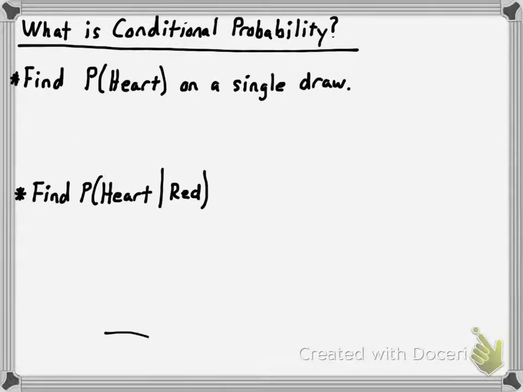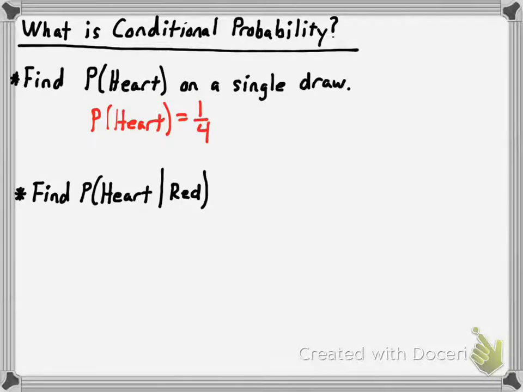All right, first thing we need to discuss is what is conditional probability, and I'm going to give you a couple examples to illustrate that. Let's just say, generally speaking, that we have a standard deck and we want to find the probability that we draw a heart on a single draw. Well, you know that there are 13 hearts in a deck of cards. 1/4 of them are hearts, right? Out of 52, the probability of getting a heart from the entire deck ends up being 1 out of 4.